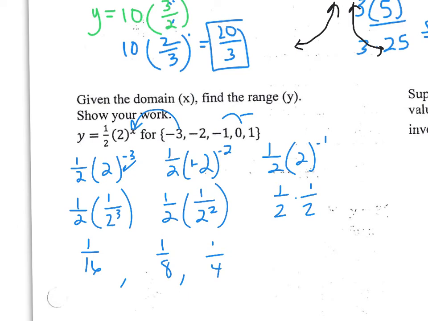So my range is going to be, I'm going to put this in brackets because it's a set. So it's 1/16, 1/8, 1/4. And now if I plug in 0, it's going to be 1/2. And if I plug in 1, it's going to be 1. And you can check too if you didn't see the pattern and do it yourself.